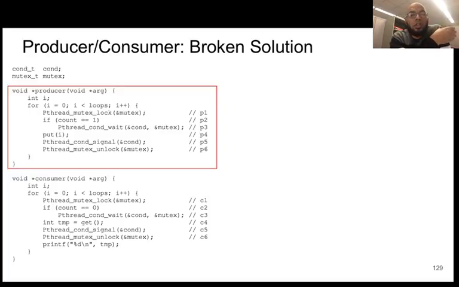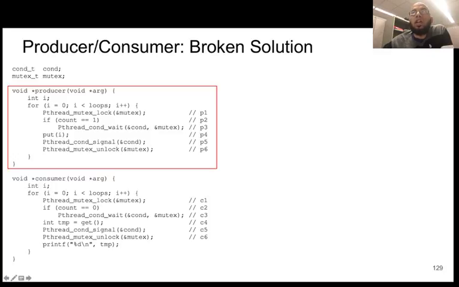It checks if count is equal to 1. This is instead of asserting. So if count is equal to 1, you're going to wait until count is equal to 0. When the consumer runs, it sets count to 0 once it's done. So you're using the condition variable to make sure that the counter is either 1 or 0 when you're in one of these two threads.